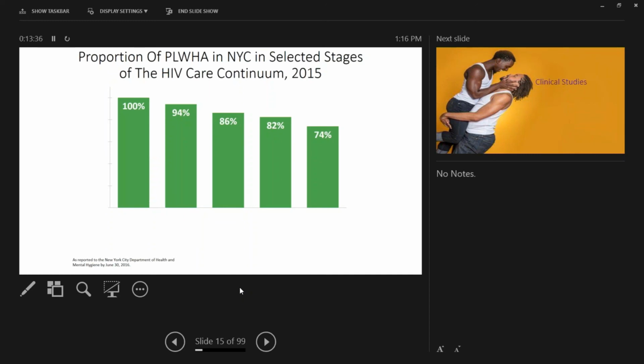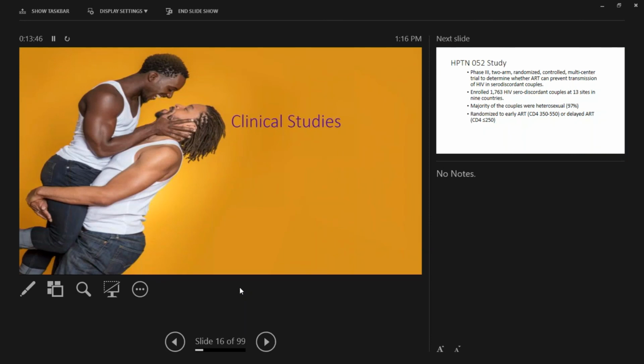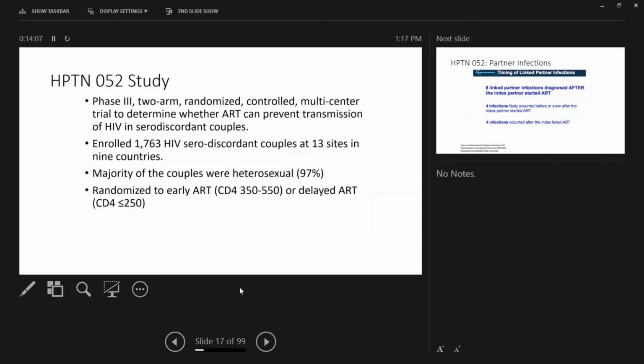Next slide, please. So we're going to leave the universe of mathematical modeling and jurisdictional data and really focus on some of the salient clinical studies that demonstrate the role of viral suppression in ending the epidemic. Next slide. I start with a study that many of you may be familiar with, HPTN-052.